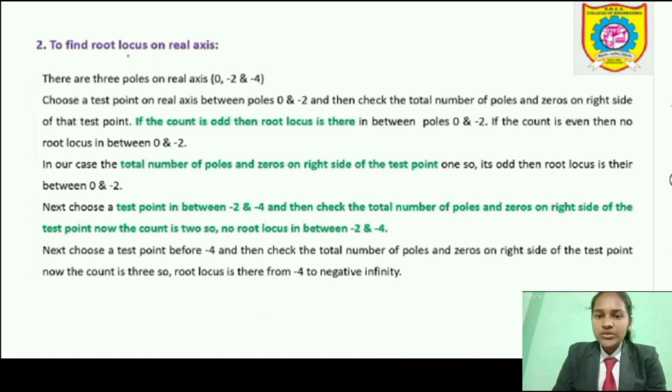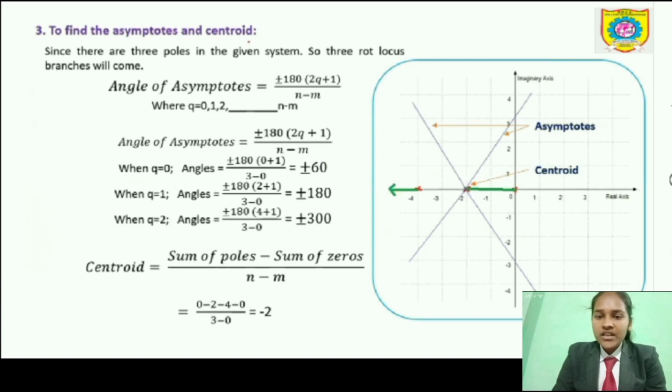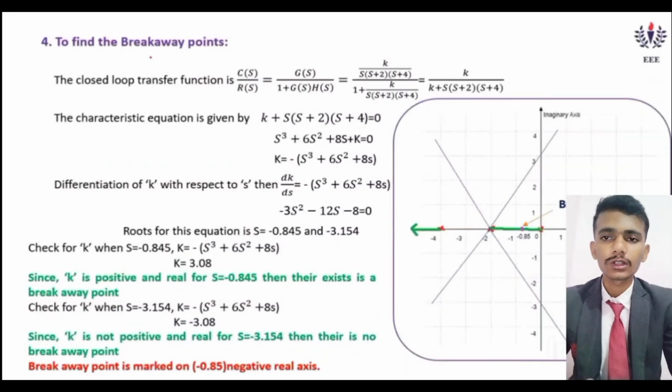The third step is to find the asymptotes and the centroid. Centroid equals minus 2. It is drawn as the center from which we can get the asymptotes. So the fourth point is how to find the breakaway points.